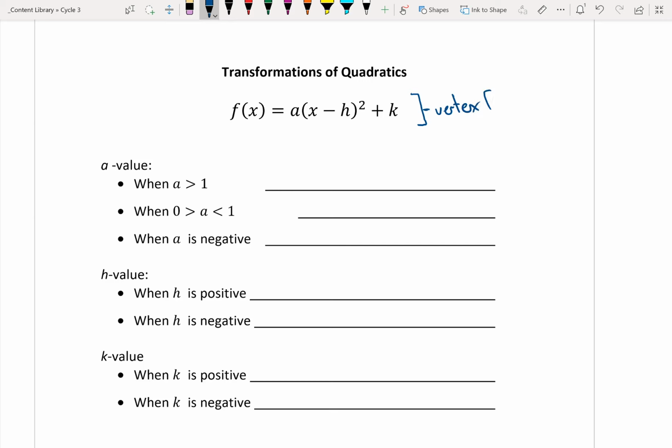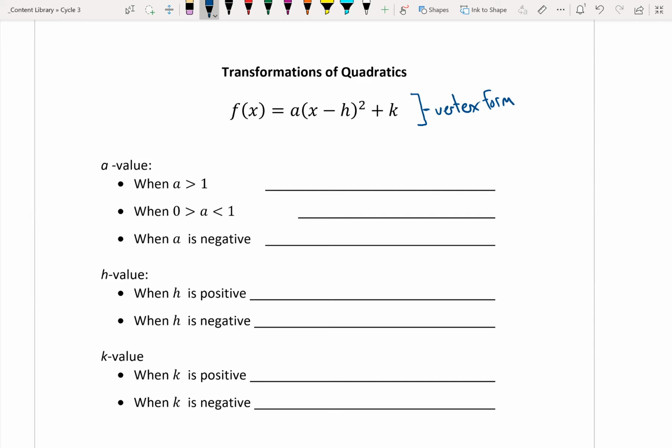So this vertex form, which we've talked about in the last unit when we looked at quadratics, is going to be solely for transformations. There are three different values, the a, h, and k value. These are the values that we are going to be looking at or need to identify when dealing with transformations.